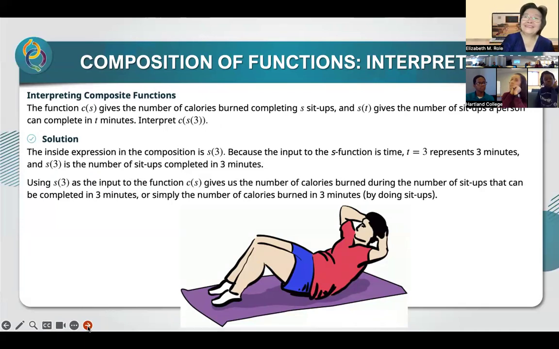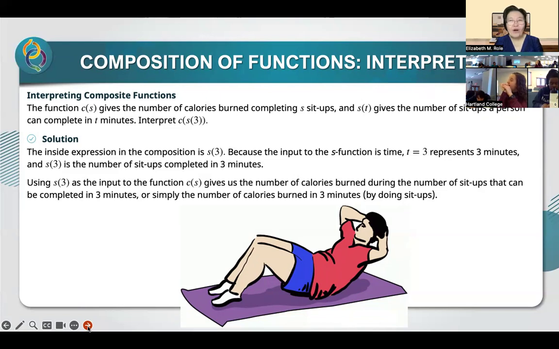Manish, you are quiet. Please read. Where are you, Manish? Okay, I read this. The function C(S) gives the number of calories burned completing S sit-ups, and S(T) gives the number of sit-ups a person can complete in T minutes. Interpret C(S(3)).